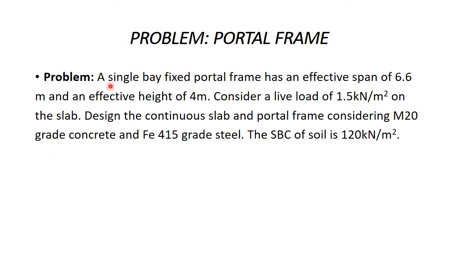According to the question, it is a single bay fixed portal frame having an effective span of 6.6 meter and an effective height of 4 meter. Consider a live load of 1.5 kN per meter square on the slab. Design the continuous slab and portal frame considering M20 grade of concrete and Fe 415 grade of steel. Safe bearing capacity of the soil has been given as 120 kN per meter square.